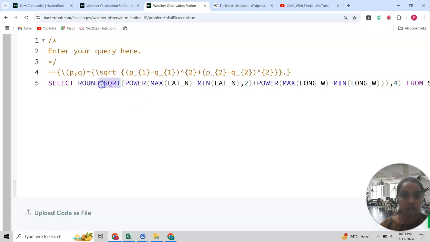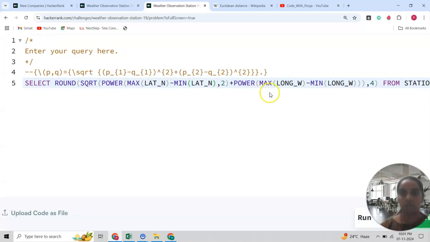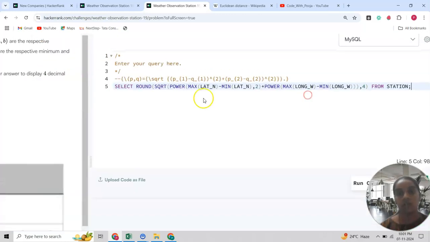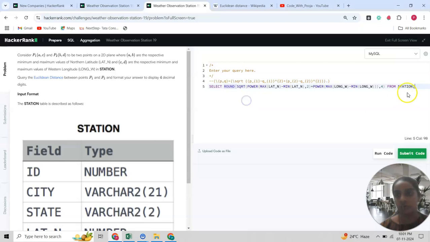Yes, we are square rooting here, and then power that, we have to square it. This one is square, okay. So latitude max minus latitude mean will give any kind of value, maybe a negative value, so the square will turn it into positive, so the square root will not be affected. Okay, the same will be done for longitude, max minus mean, and using a round for rounding up. Okay, from the station, all as obvious.